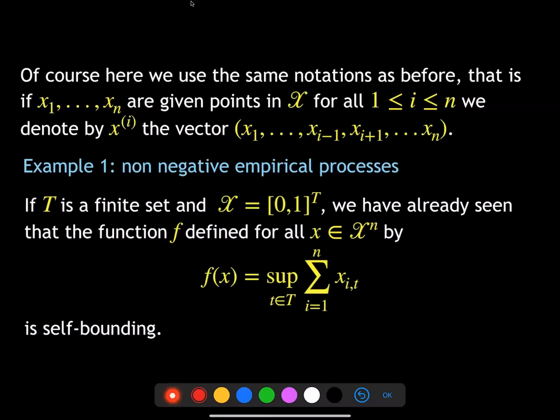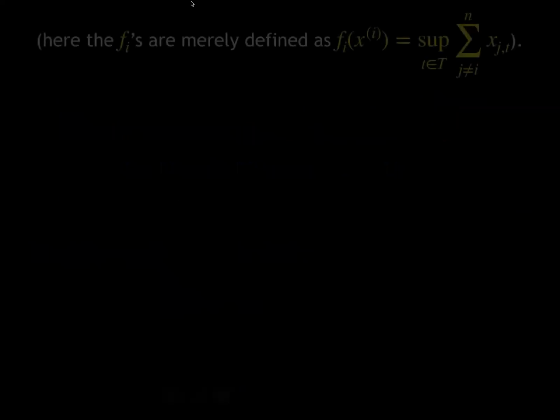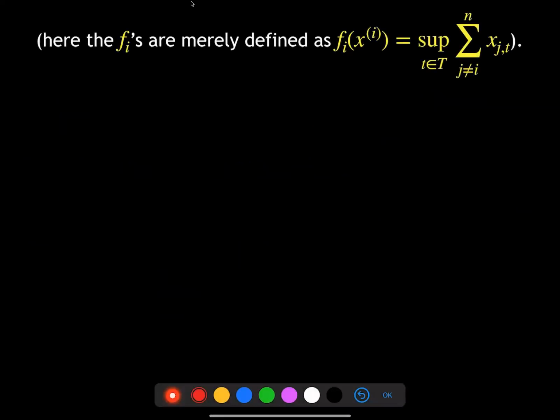So let's see it. When you look at the supremum of a non-negative empirical process, such that the coordinates here stay in 0, 1, then it is indeed self-bounding just by looking at the x bracket I measurable functions, which are merely defined as the original function itself, but you simply put the I coordinates to 0. So this is very easy.